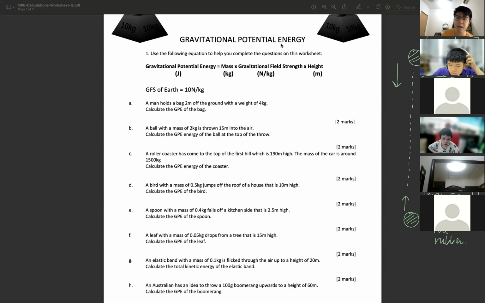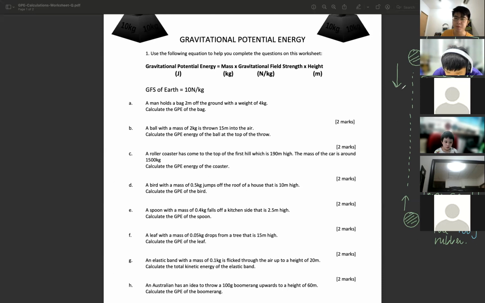How much is your kinetic energy at the bottom? If your kinetic energy at the bottom is 100 joule, at the top, your potential energy will also be 100 because the kinetic energy has been transferred to potential energy as the ball moves up.